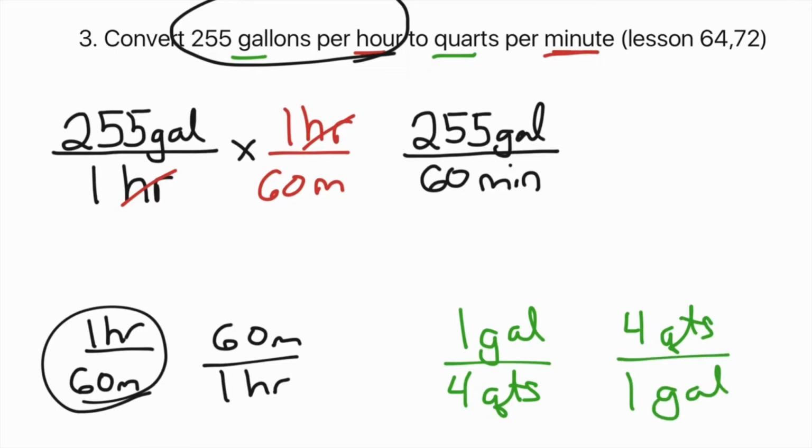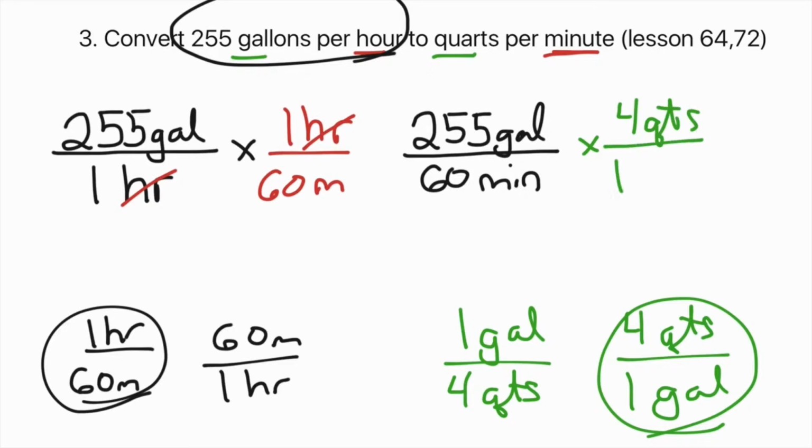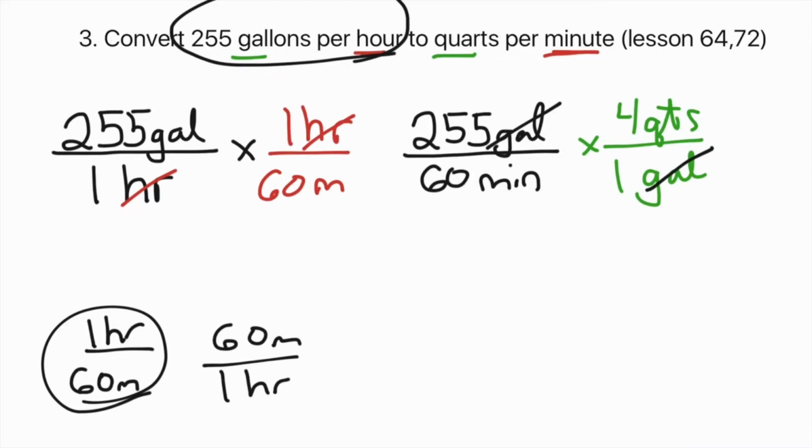However, since my gallons are in the numerator, I want to choose the unit multiplier with gallons in the denominator, so I make sure that they cross cancel. So I'm going to multiply 4 quarts over 1 gallon. And now my gallons are canceled, and now I multiply across.